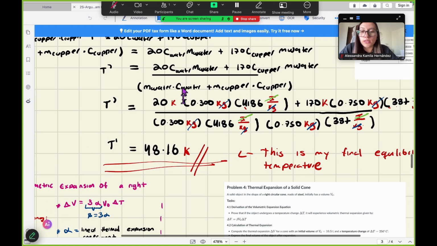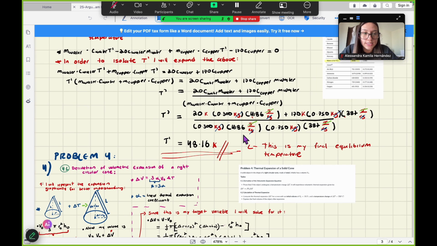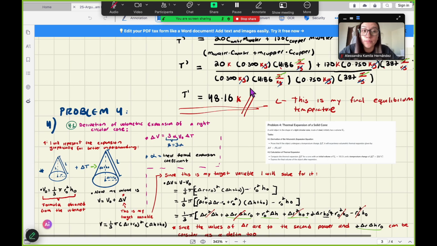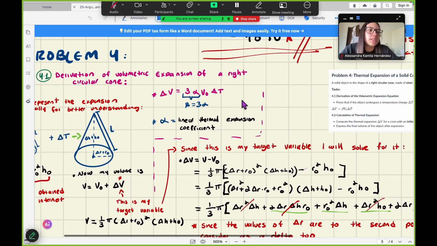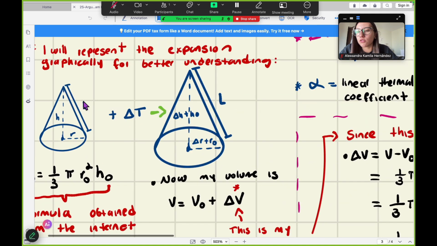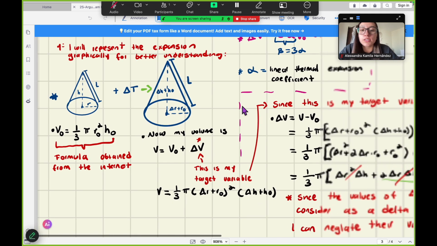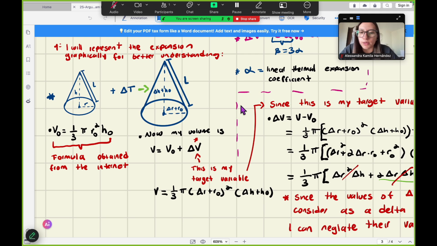I only substitute the values and I get a final equilibrium temperature of 48.16 Kelvin. Okay. So now problem 4 is giving me a thermal expansion process. In this case, a solid cone is undergoing a thermal expansion process, and I need to demonstrate that this is actually happening. So my initial volume is this one.